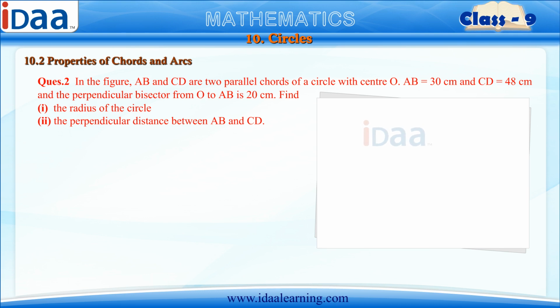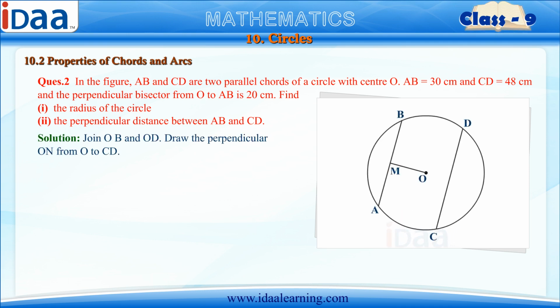Question 2. In the figure, AB and CD are two parallel chords of a circle with center O. AB is equal to 30 cm and CD is equal to 48 cm, and the perpendicular distance from O to AB is 20 cm. Find the radius of the circle and the perpendicular distance between AB and CD. Solution. Join OB and OD. Draw the perpendicular ON from O to CD.